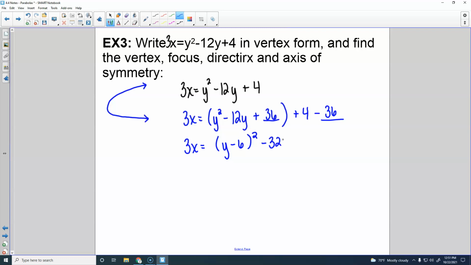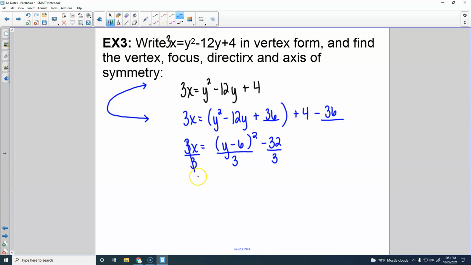Okay, so it's not quite in standard form yet because the x is not by itself. So what we can do is divide everything by 3. We're going to divide this whole term right here by 3 and this 32 by 3.